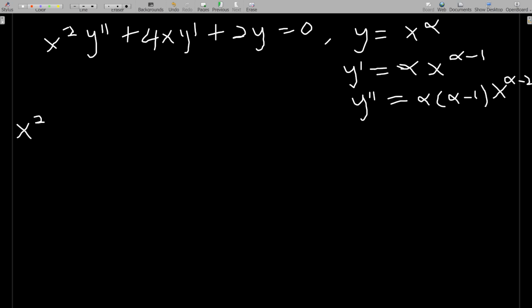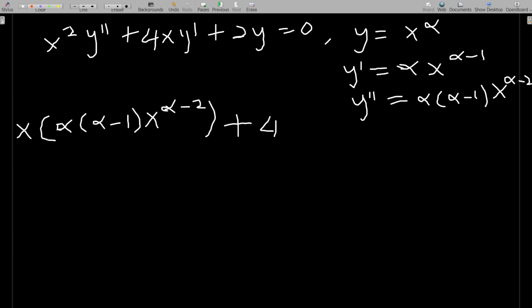So I have x squared y prime prime is alpha into alpha minus 1, then x to the alpha minus 2. That is my y prime prime. Okay, then plus 4x y prime is what? Alpha x to the alpha minus 1. Okay, I hope you can see this. Then plus 2y, and y is x to the alpha, and this should be equal to 0.